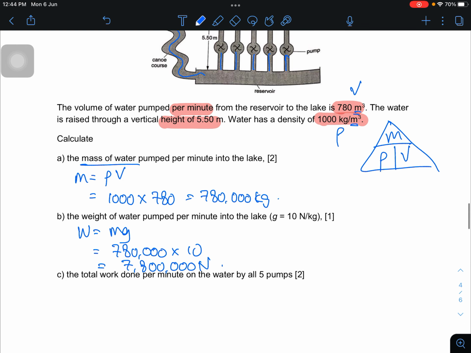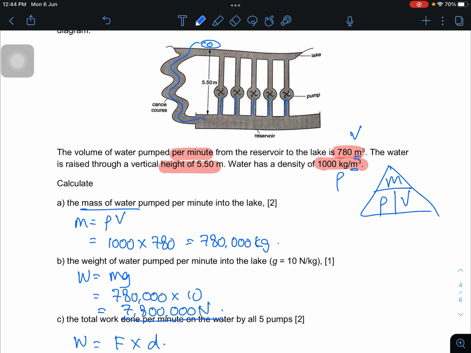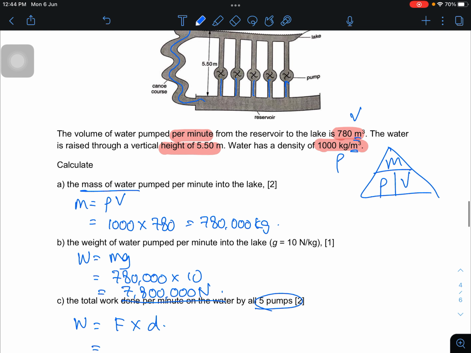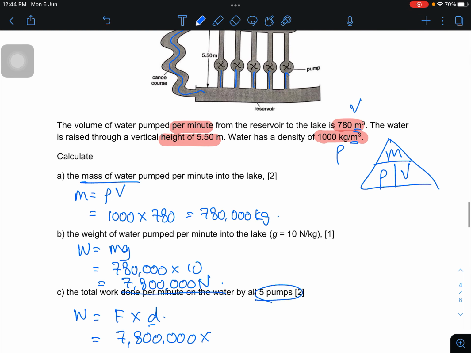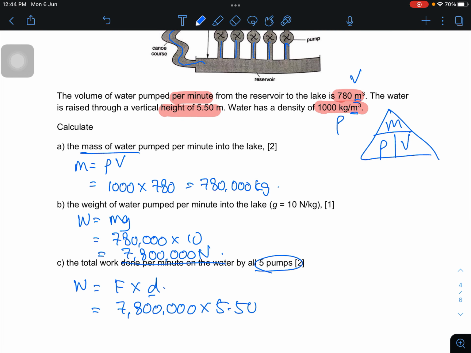The total work done per minute by all the 5 pumps. So what is work done? Work done is force times distance. So I need to exert 7.8 million Newton across 5 pumps. Since the question says for 5 pumps, we don't have to worry about whether it is 1 or 5, just look at all 5. So it will be 7.8 million multiplied by the distance. What's the distance? 5.50. This is a huge number.